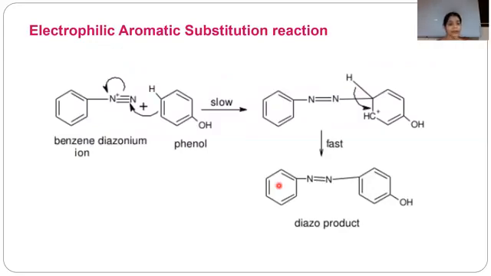Benzene diazonium ion reacts with phenol at the hydrogen attached to the para position of the phenol. In the first step, it forms an adduct, and after that, it is converted into the azo compound.